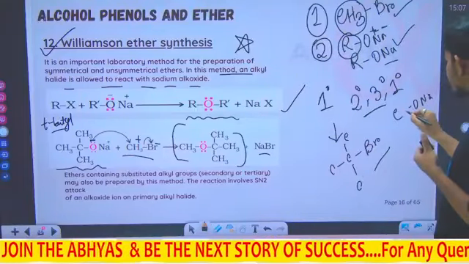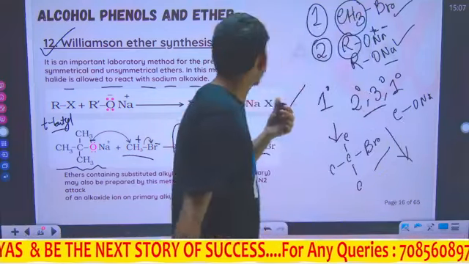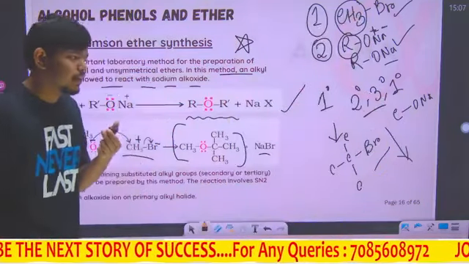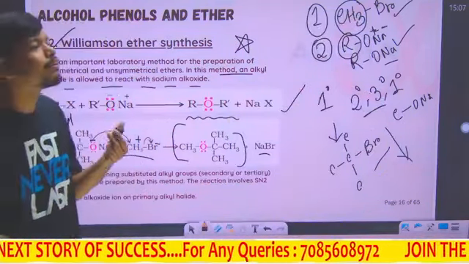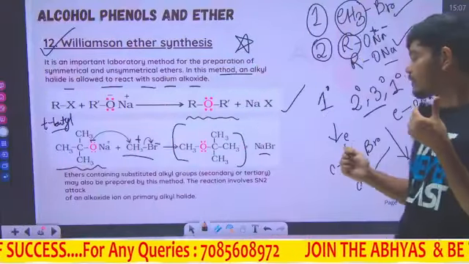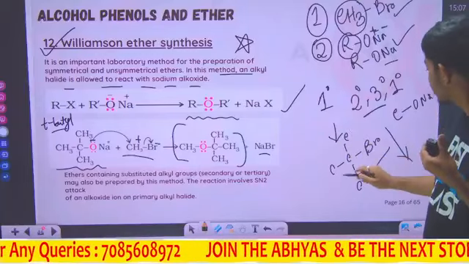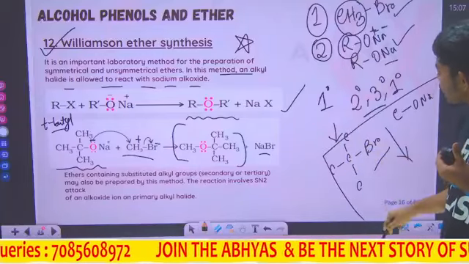Suppose here you are taking a 1 degree. So this reaction will not end up forming ether. It will end up giving you an elimination product, that is your alkene. Reaction will take place, definitely. This reaction will take place where? This is a separate part.